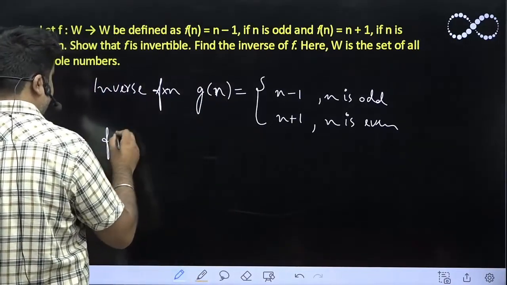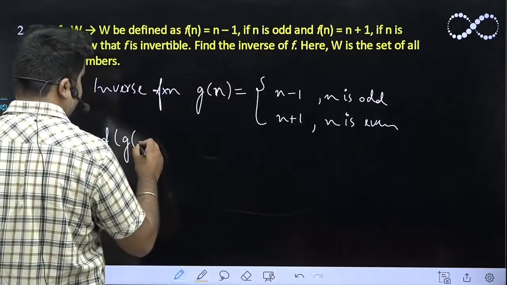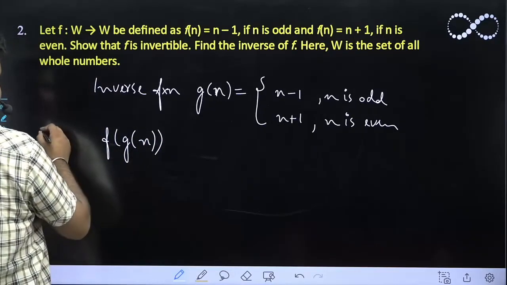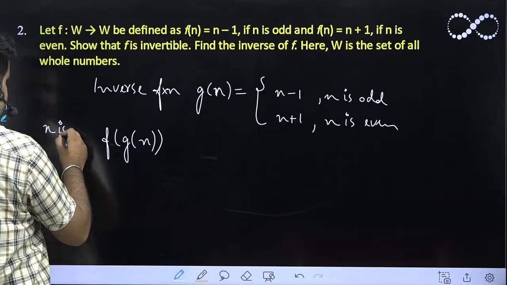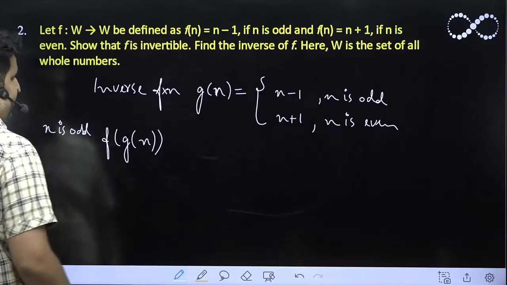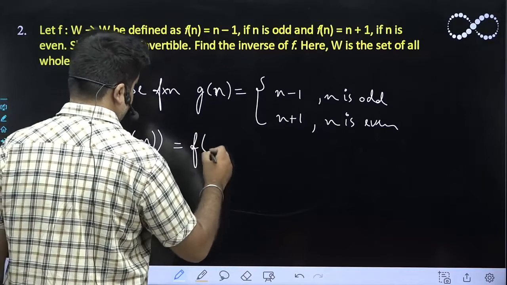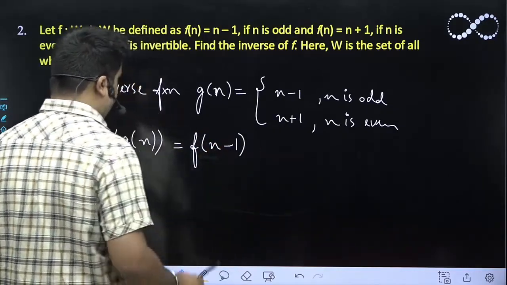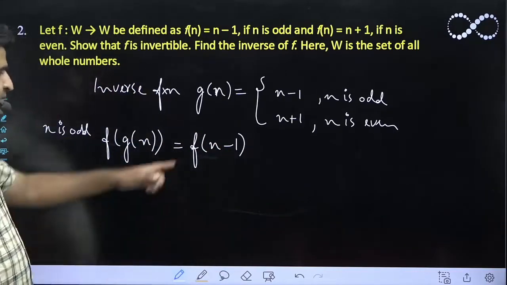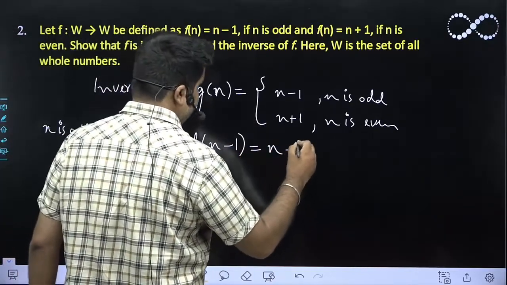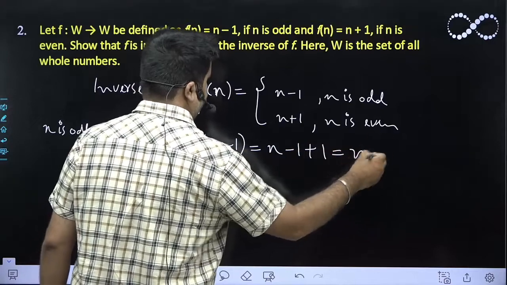So you can simply check and verify if this is true or not. You can check f of g of n. Okay, so first case, if n is odd. If n is odd, what is g of n? n minus 1. Now if n was odd, n minus 1 will be even. So the formula will be n plus 1. So this becomes n minus 1 plus 1 is equal to n.